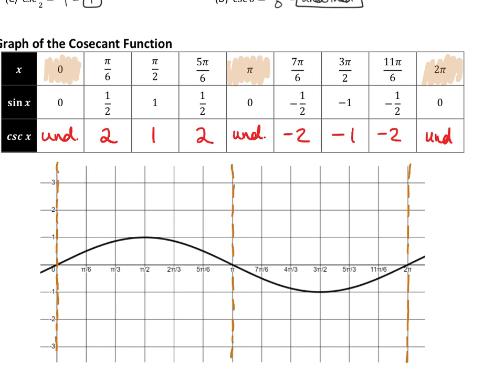Okay, those are the places where sine is equal to 0. So that's the places I have a vertical asymptote. Let's plot the points in between. At pi over 6, we have 2. At pi over 2, 1. 5 pi over 6, 2. And then 7 pi over 6 is -2. And then 1. And then -2. So when I play connect the dots here, for one period of the cosecant function, these are what the bowls are going to look like. They're the reciprocals of the sine function.